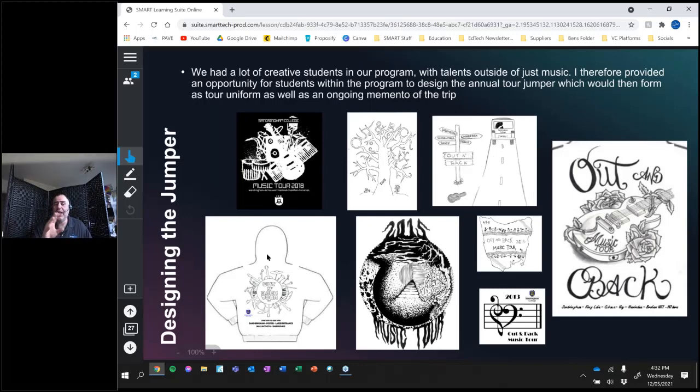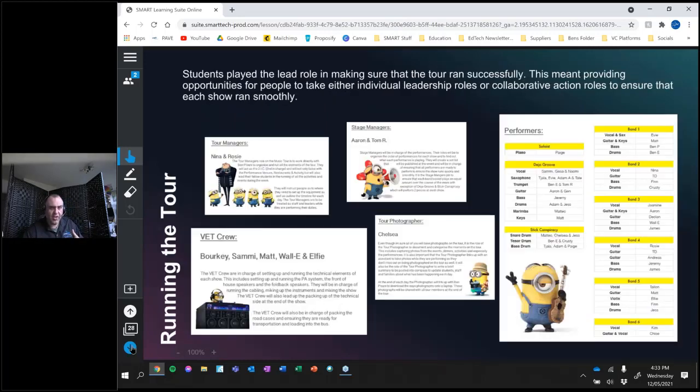So you can see here some of the examples, and you notice Out and Back tour, that was created because we went to the Outback. And we went up to one of the early trips, we went up to Broken Hill and Menindee, an Aboriginal community, and we went out and came back. That was an interesting play on words, so that was adopted like that for a little while. So you can see I had some students who took the project element of the entire music tour as the design and production of the jumper. And all of these took lots of different lengths of time.